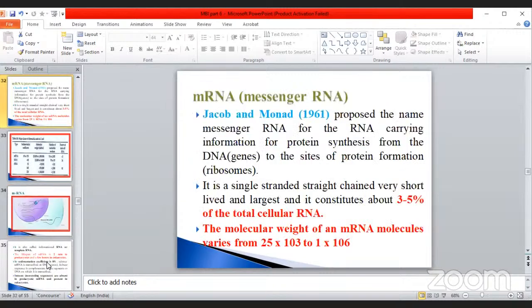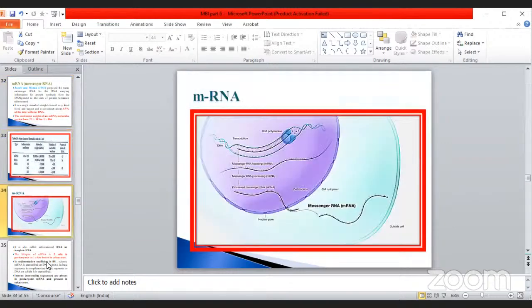And the next one is the mRNA. mRNA was first discovered by Jacob and Monod in 1961. How many molecules, what percentage is present in the cell: 3 to 5%, as we already discussed. The molecular weight is 25 x 10^3 to 1 x 10^6 Daltons.